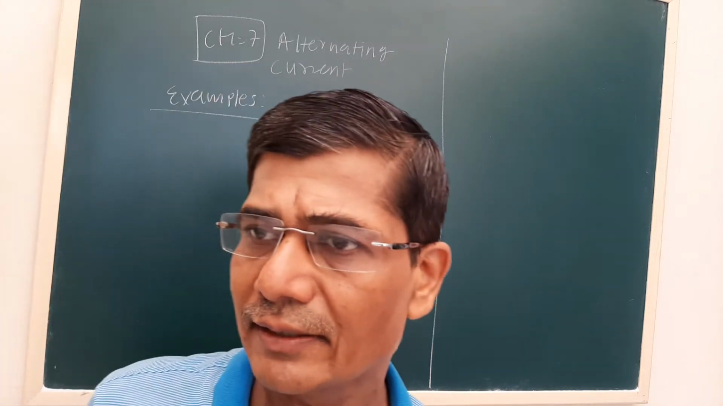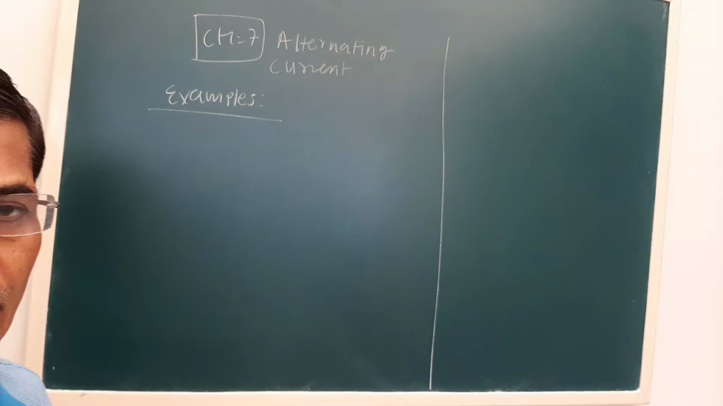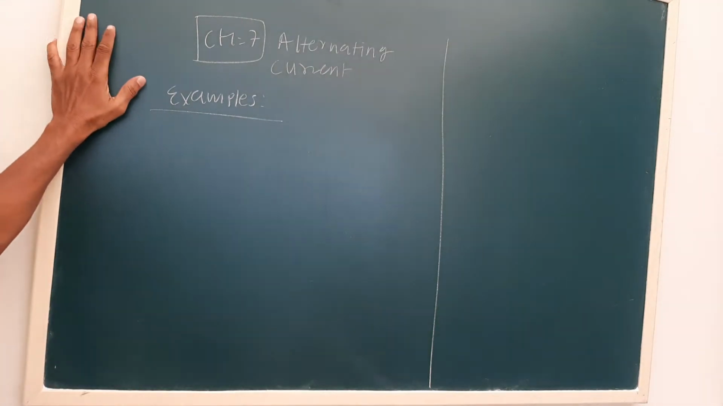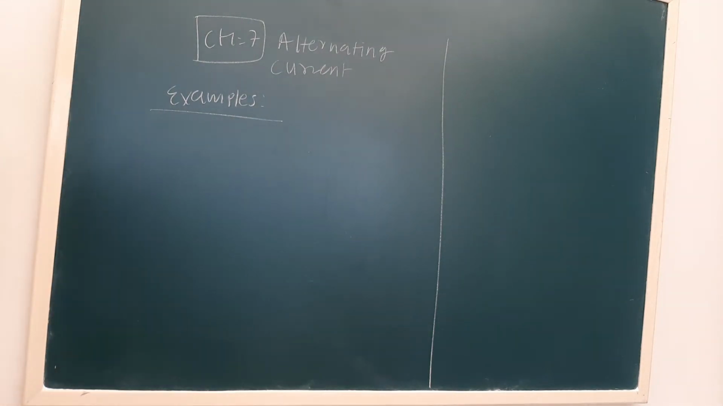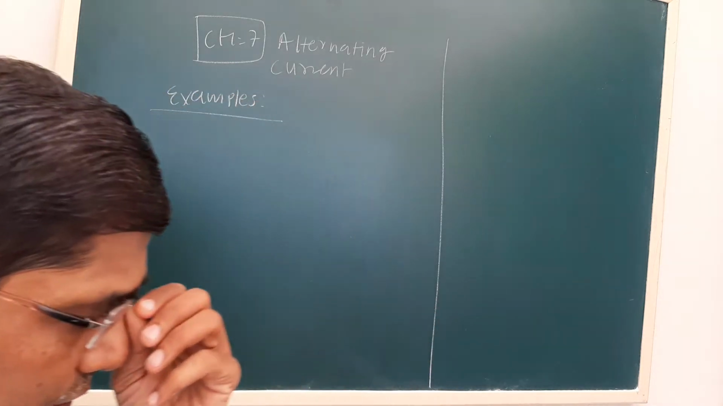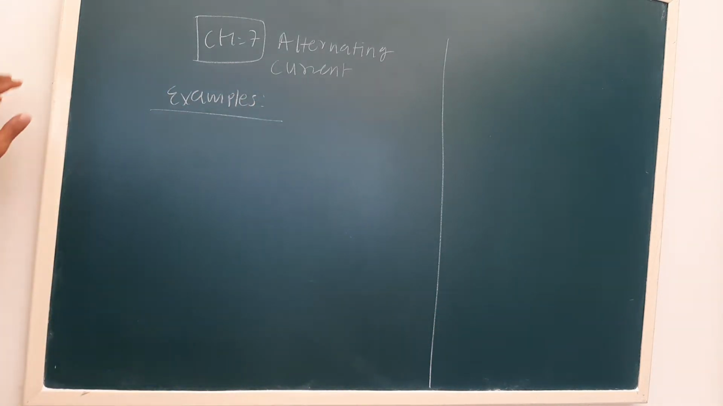Dear students, last time we completed the theory part of lesson number 7, the alternating current, and we started examples. Now today we proceed further. Okay, next is example number 7.6.